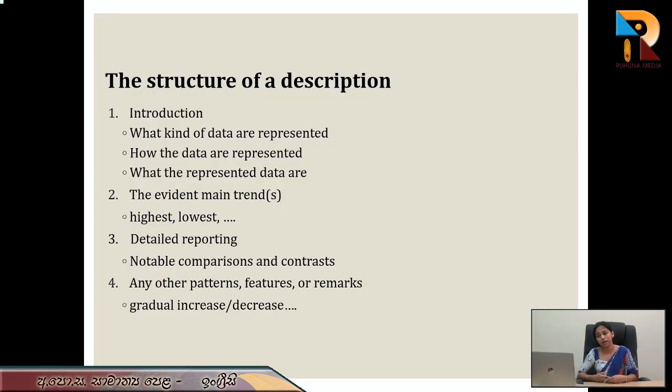A school cooperative, right? Something like this. So you have to give an introduction as to what exactly this bar graph, pie chart, or table is presenting. And then you have to say how exactly the data are presented, whether it's via a pie chart, via a bar graph, or via a table. And then you have to be specific about what are the kinds of data that are exactly presented.